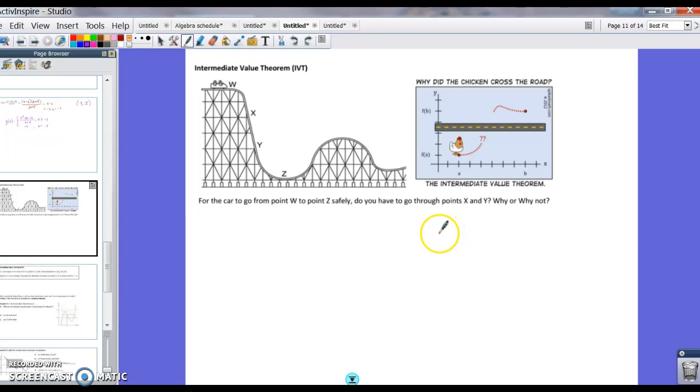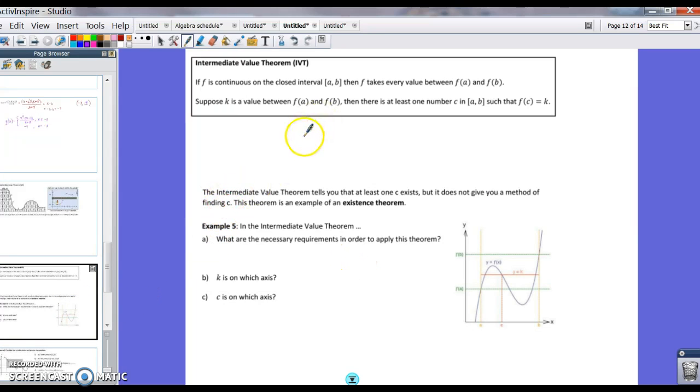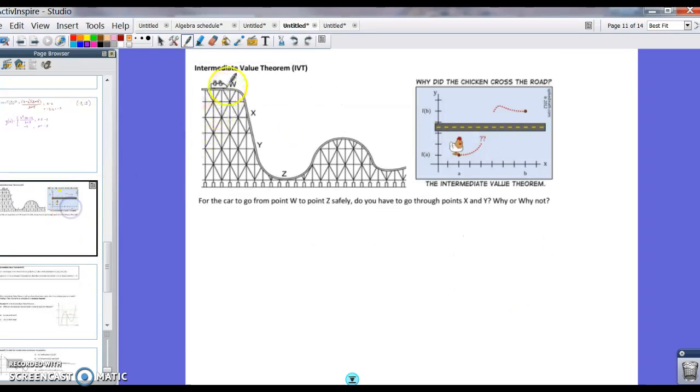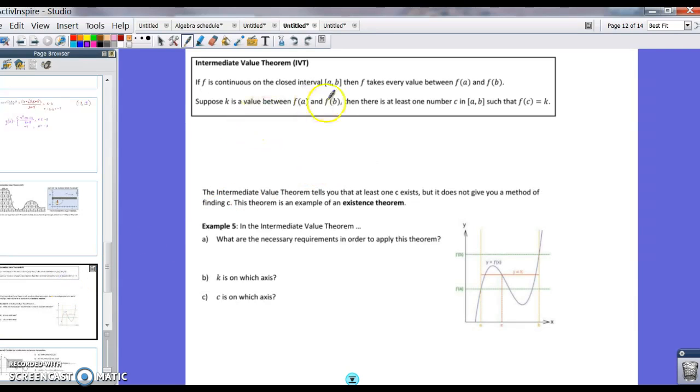Okay? That is, in just basic, not even mathematical terms, what the Intermediate Value Theorem says. IVT for short, we call it. And it basically says this: if you have a closed interval, meaning you have a starting point and an ending point, just like we did here, with a starting point of W and an ending point of Z, then the function is going to take on every value within that interval.